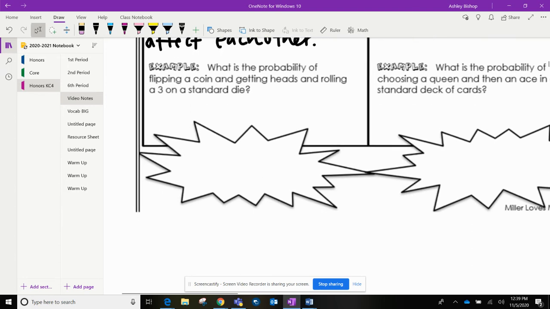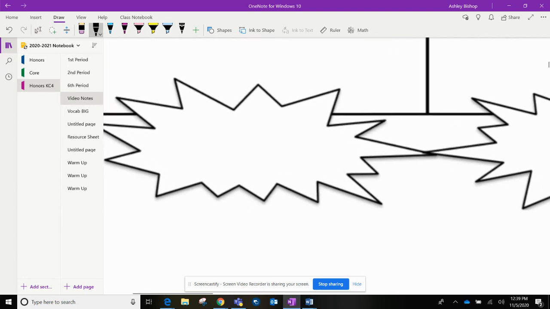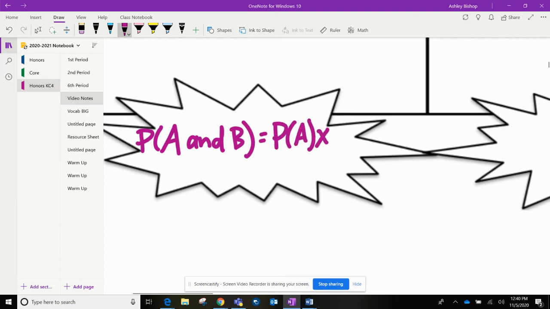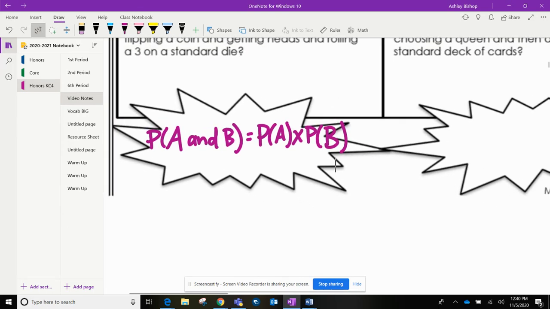So when we have an independent problem, we are going to follow this formula. The probability of A and B, remember we're going to have and, is going to be equal to the probability of A times the probability of B. So we are multiplying our probabilities now. And they're independent from each other, so I just take their two probabilities and multiply them.